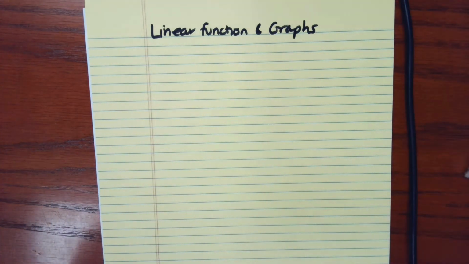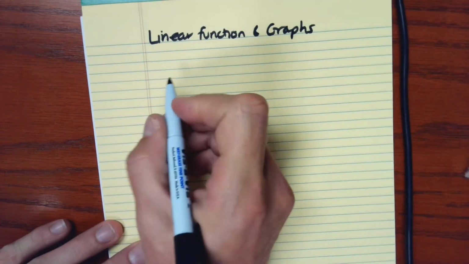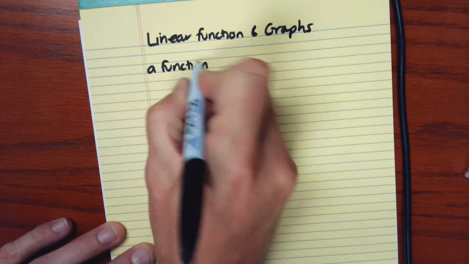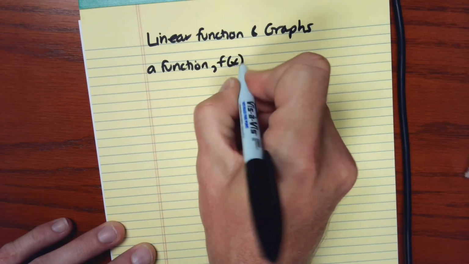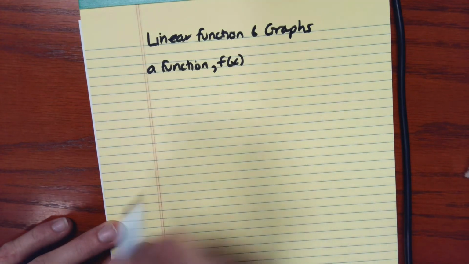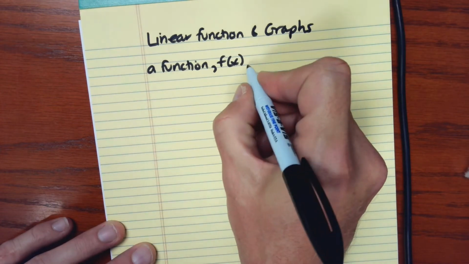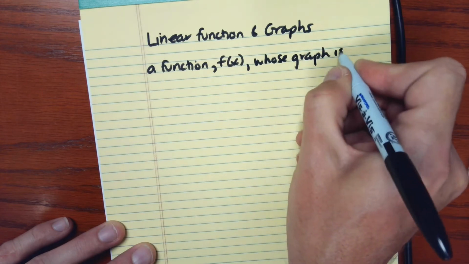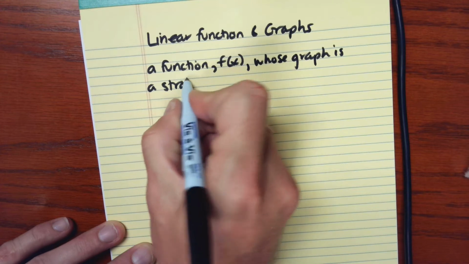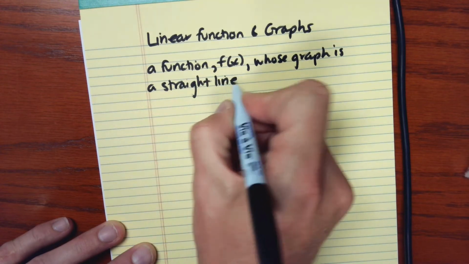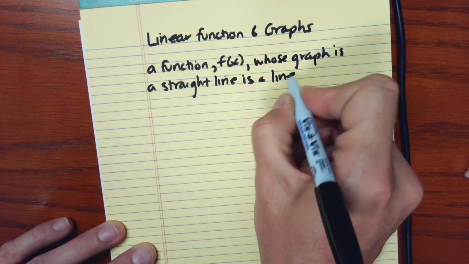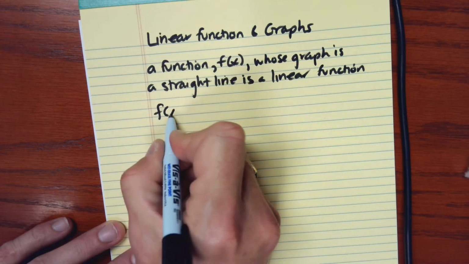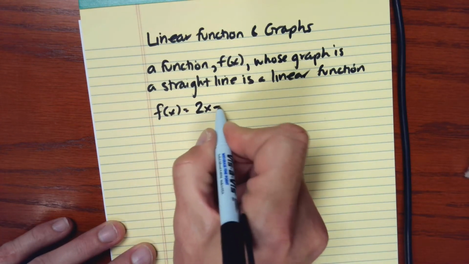A function whose graph is a straight line is a linear function. I'll just write that down here. A function. And remember, we'll use the notation f of x, although there's nothing special about the letter f. Sometimes we'll use g of x or h of x, but a function whose graph is a straight line is a linear function. So for example, if I take f of x and say that that equals 2x plus 1.